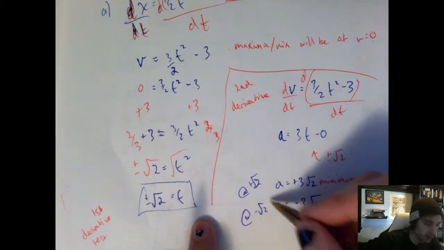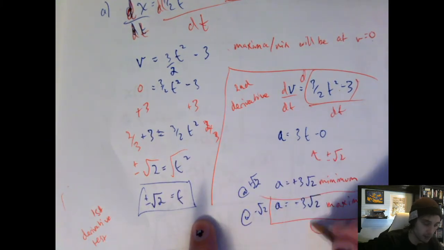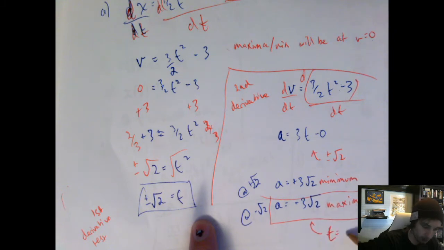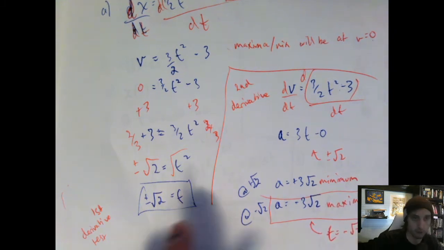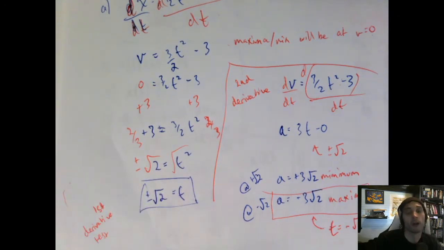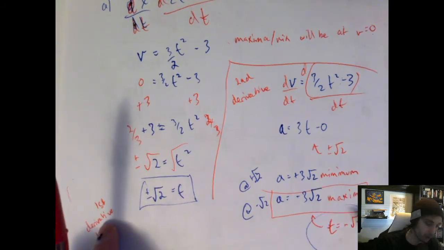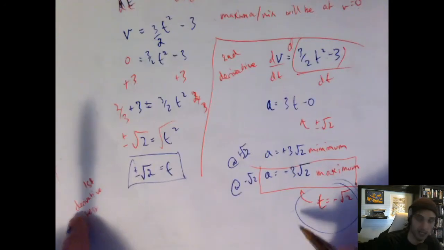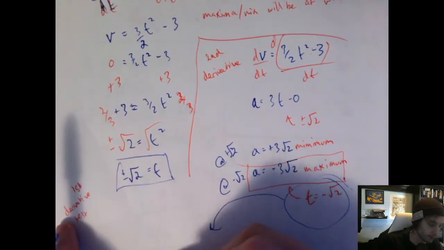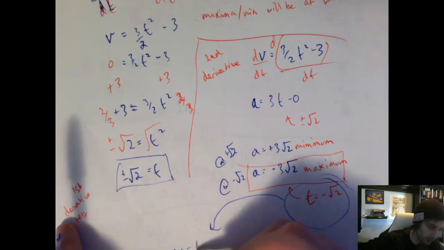So our local maximum will be at t equals negative root 2. We're not asked for when the object is the furthest it travels from the origin locally. What we're asked for is the value of that. So what we need to do is take this and, final step, plug it back into the original equation, because we're asked for a position.